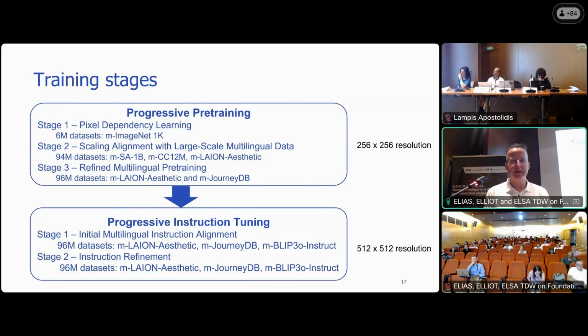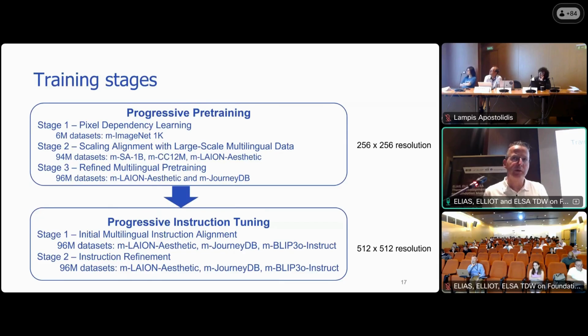Then in stage 2, we scale up. This is a combination of 3 datasets, so we have a total of 94 million image and caption pairs, and we continue the pre-training. Then at the end of this pre-training, there's a third stage where we do the refinement. Here we use Leon aesthetic and also the synthetic data from the Midjourney DB. This is all done at 256 by 256 resolution.